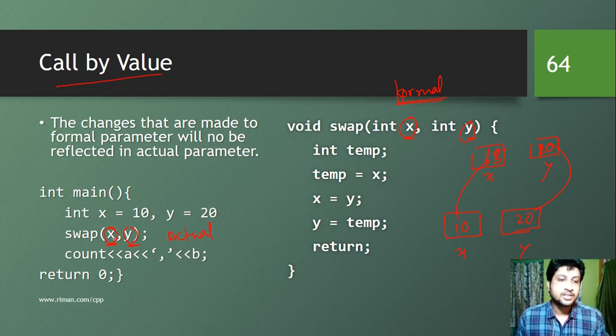In call by value, these values are being copied into the formal parameters, and that's why we are trying to swap these two numbers x and y. But if we run this particular program, the output will be 10 and 20. So we have somehow changed x to 20 and y to 10 in this code, but the effect of this code will not be reflected here, because we have sent the parameters x and y as call by value or pass by value.